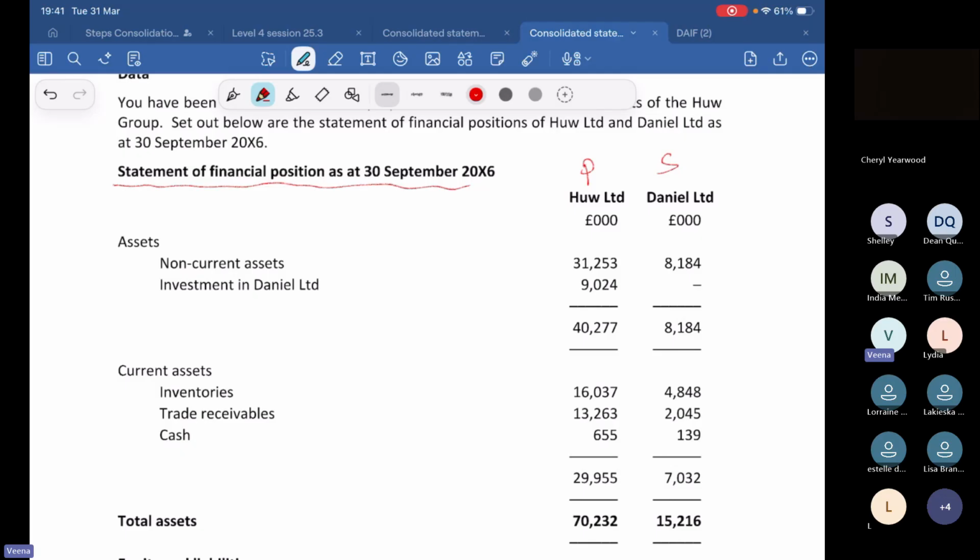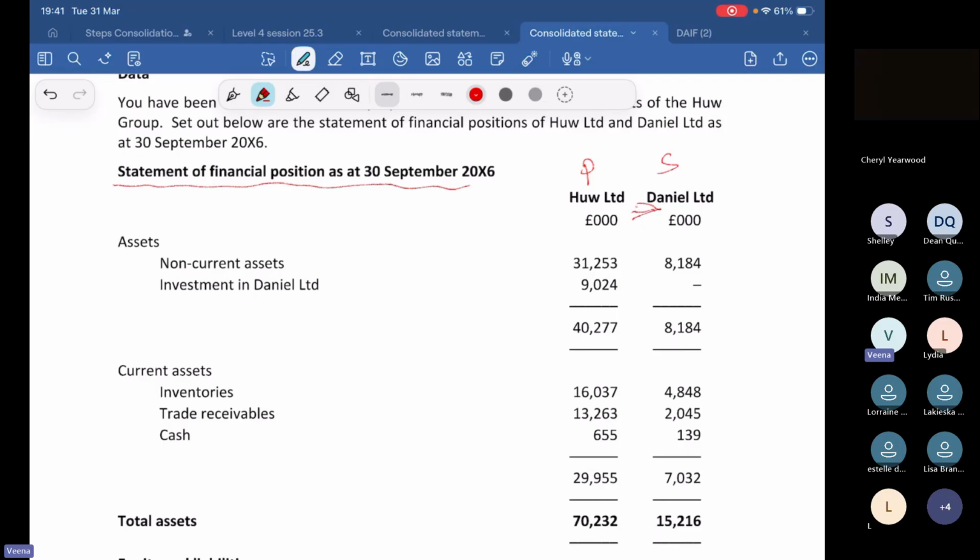So Hugh is buying these people. Now, they're not buying the whole thing, they're buying only a part. In some questions, they will tell you what percentage they are buying. In some questions, they don't tell you. If they don't tell you, then we have to calculate what percentage they have bought.